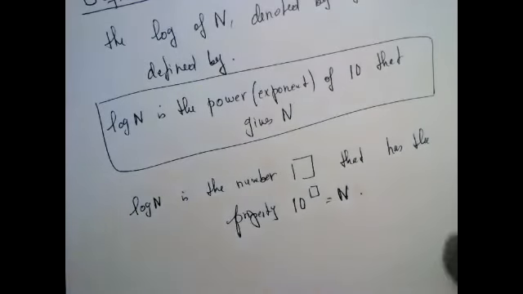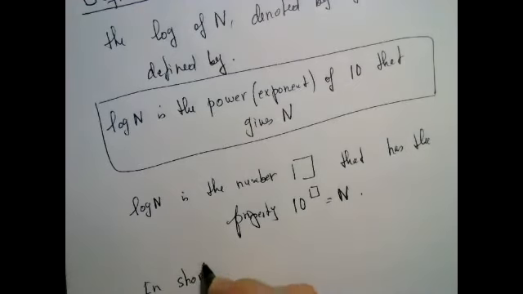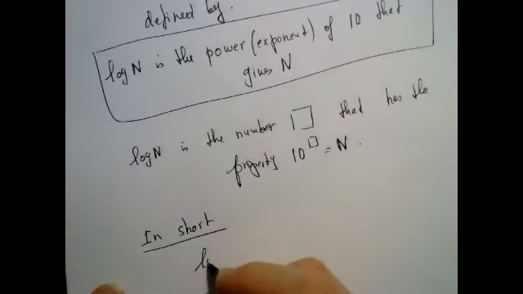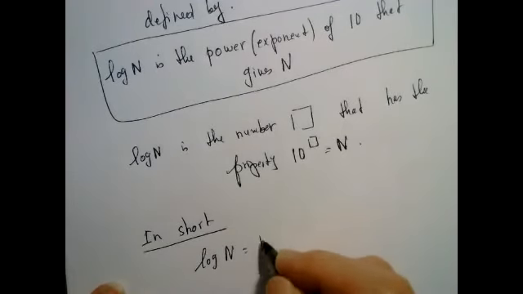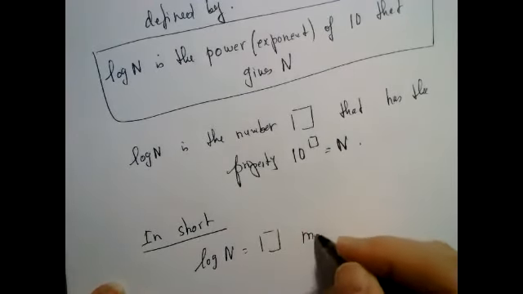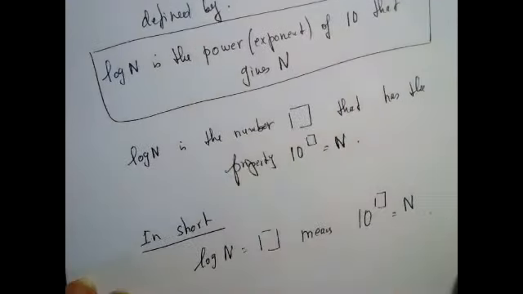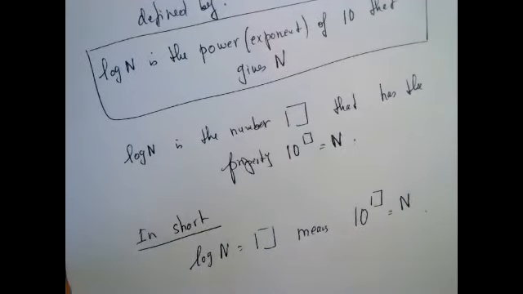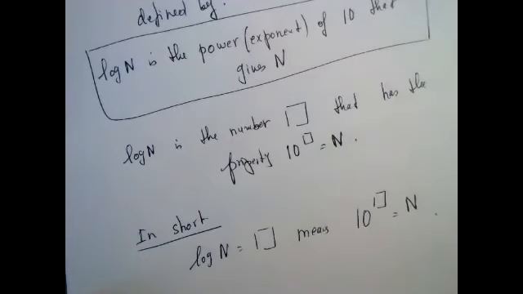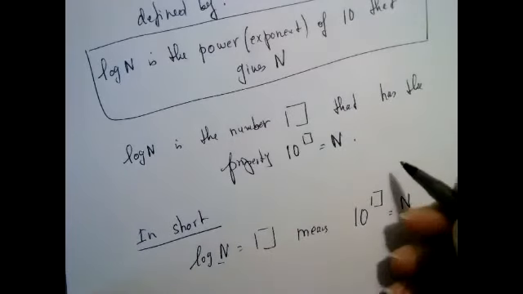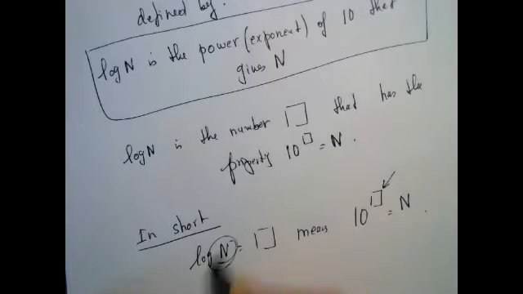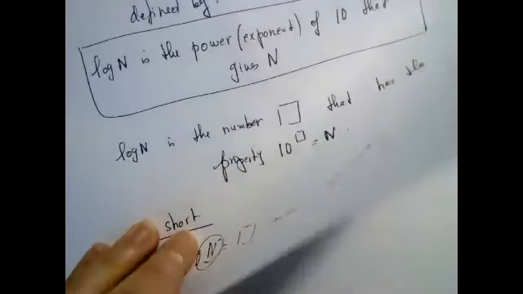Okay, one more definition and then we start. So in short, log n is the thing, means 10 to the power this is equal to n. Okay, now let us practice this definition quite a bit. So the log of something is defined to be the power of 10 that gives me what's inside. So let us proceed. So, practice.